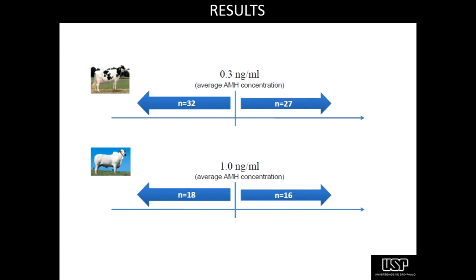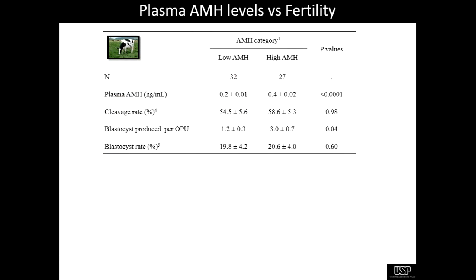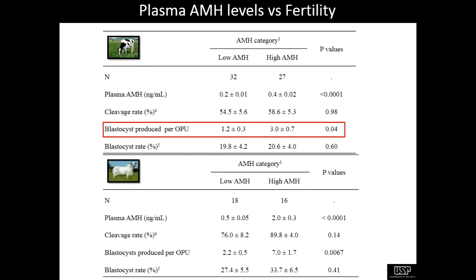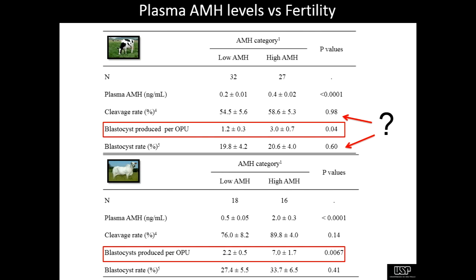We divided the animals into high and low AMH and looked, exactly the same. When we have high AMH, of course, we produce more embryos per OPU, 1.2 versus 3 in Holstein, and 2.47 in Nelore. But look at the analysis for quality. Blastocyst rate is exactly the same between low and high, and cleavage rate and blastocyst rate were exactly the same also in Nelore. So we changed the number, but did not change the quality of the oocyte, okay?